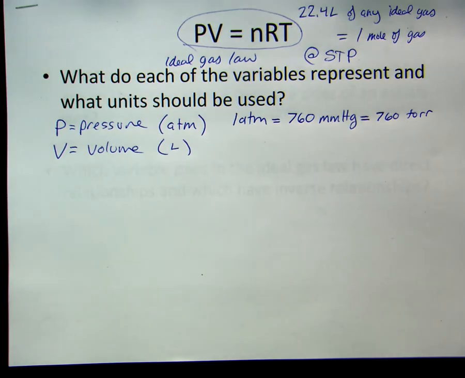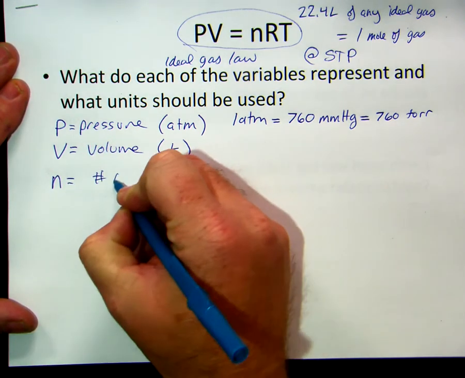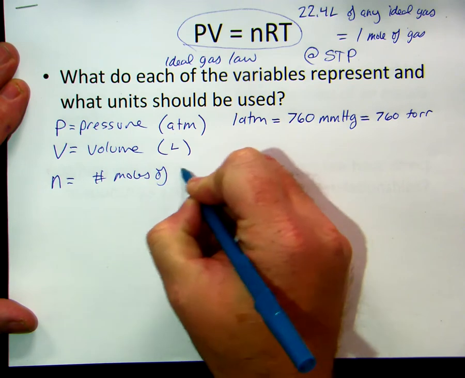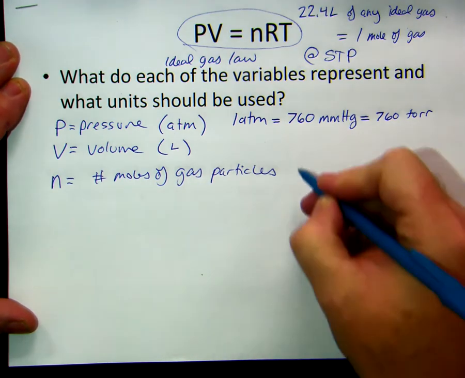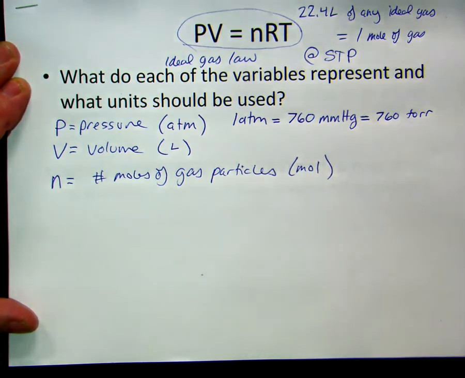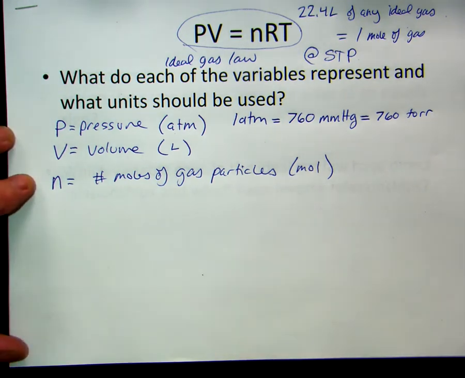V is volume, and the unit we want is the liter. And of course, you need to convert to liters if you're given a different unit. N equals the number of moles of gas particles. And its unit would obviously be the mole. And sometimes you have to convert to moles. And all of you have converted to moles. I mean, I know that's something I've made you do many times, so you realize that that isn't always the unit you're given.